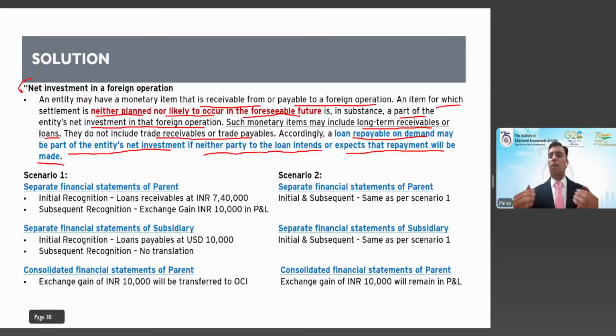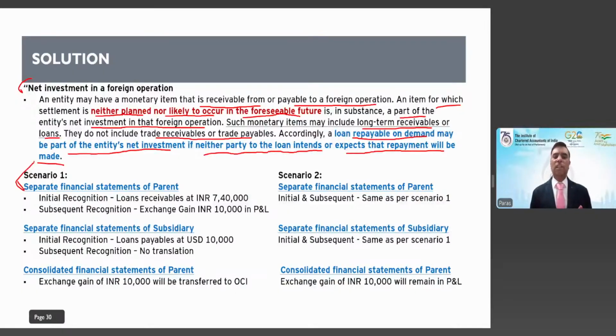And if neither of the parties has the intention to repay or to receive this money back, then this loan can be considered as an investment in the subsidiary company, right? So let's solve this case study as per scenario number 1.